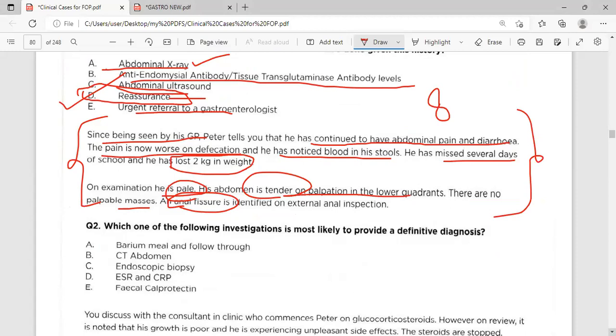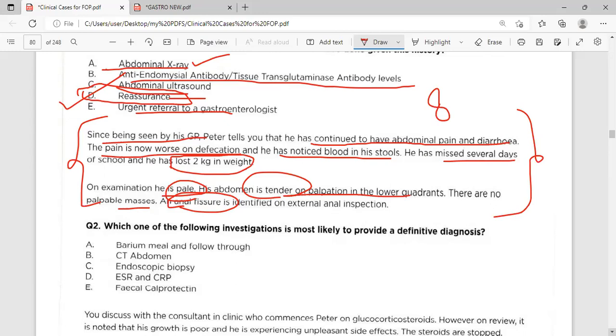We are discussing. Okay, so even if you do not reach the diagnosis, you have to think that this child is having bloody stool, there is a loss of weight, and he's having some anal fissure. So bloody stool and loss of weight, all these are important red flags. So what do you think? Child is presenting with abdominal pain, diarrhea, bloody stool, loss of weight, he's pale, abdomen is tender, and there is an anal fissure. What do you think is the differential diagnosis?